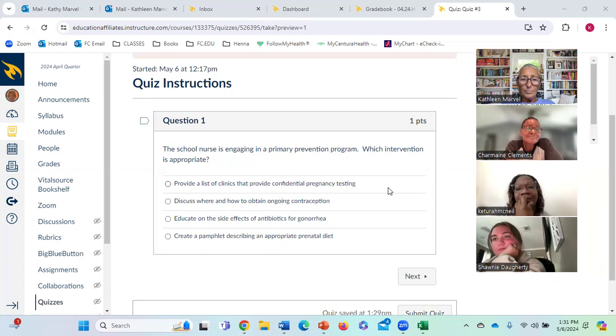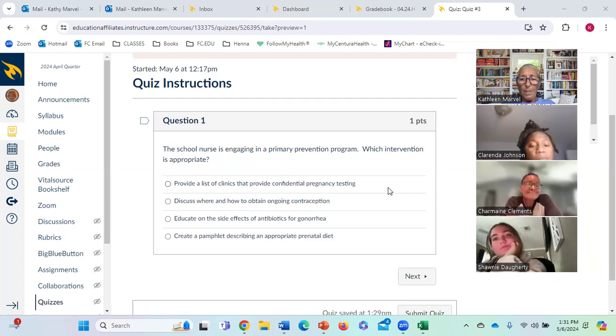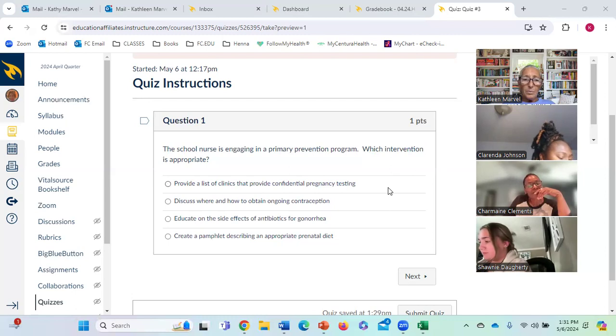A. To discuss where and how to obtain the contraceptive. Correct. Right? Preventative. What is A? I guess it's screening now. Well, they need to get a pregnancy test. So they're at risk for pregnancy, right? Yes. What's C? Somebody else, tertiary?